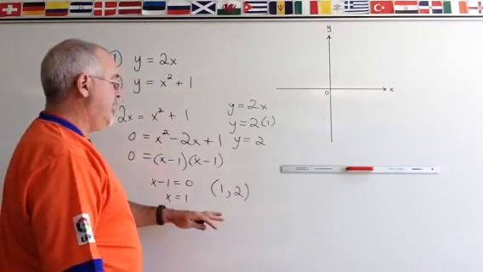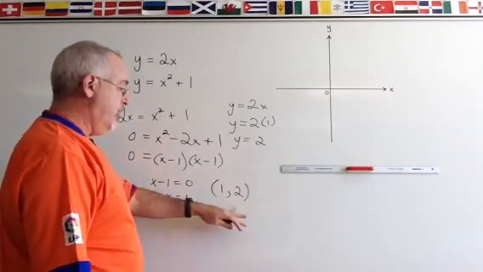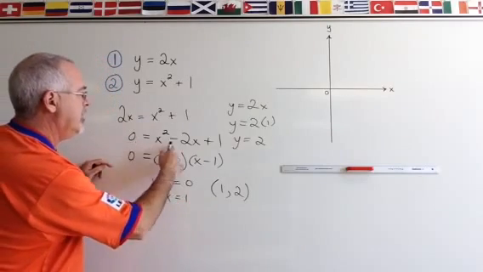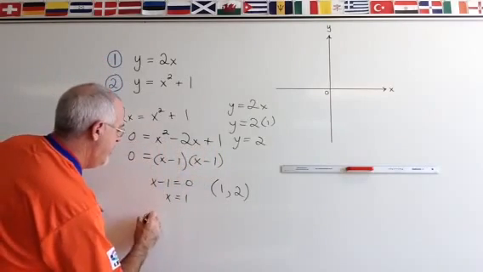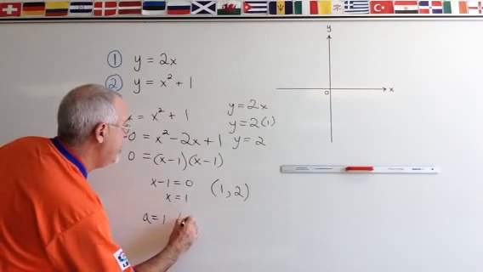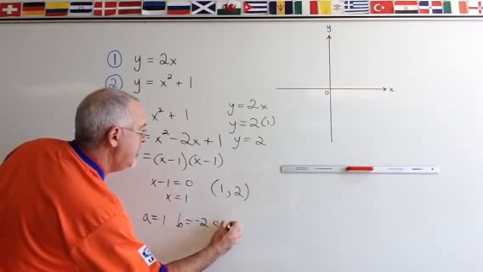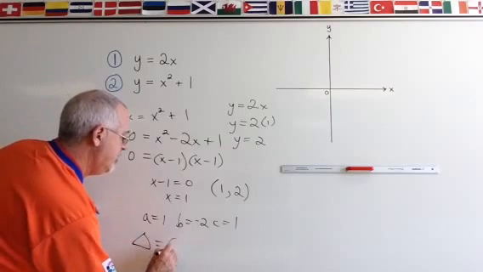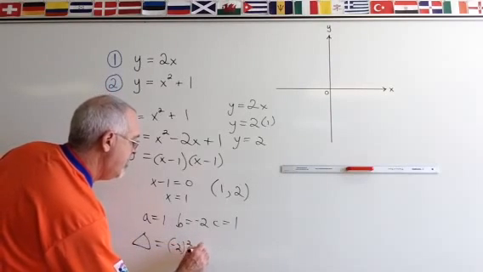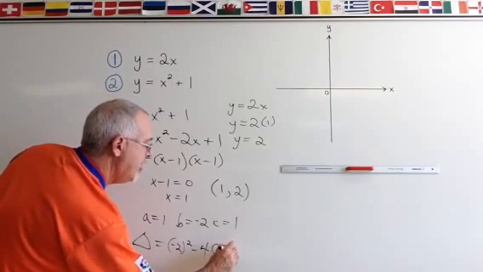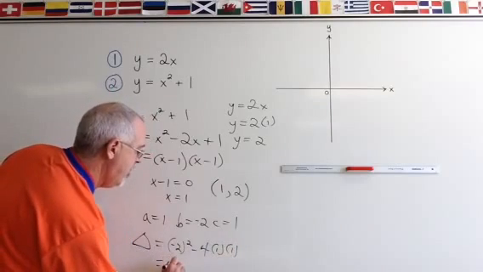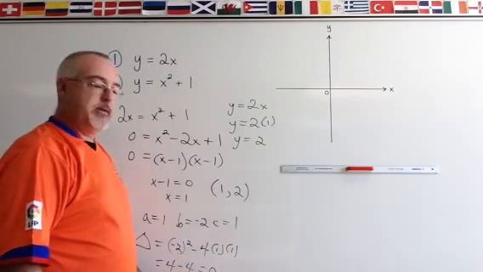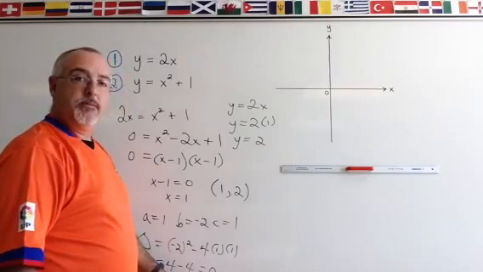Now if I use the quadratic formula instead, I'm going to get the same answer, but I'll prove it. Using this version of the equation, a equals 1, b equals negative 2, c equals 1. The discriminant is equal to negative 2 squared minus 4 times 1 times 1, which is 4 minus 4, which is 0. And of course, a discriminant of 0 means that there is only one solution.